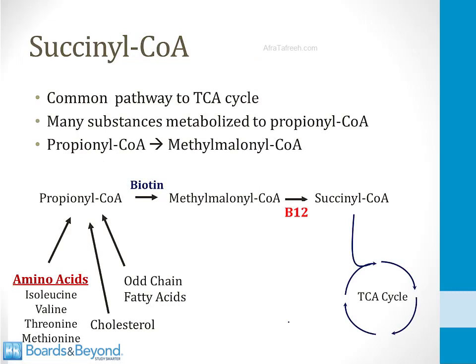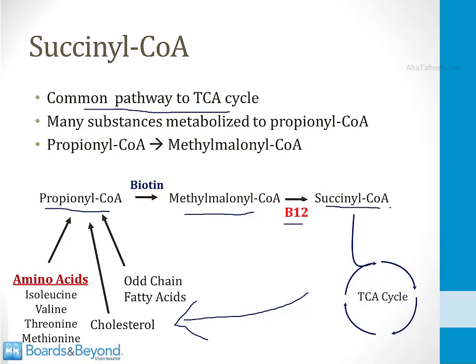To understand these disorders, you need to appreciate that succinyl-CoA is a common pathway to the TCA cycle for many substances. All the substances shown on the bottom left of the screen here can be metabolized into propionyl-CoA. So this includes a number of amino acids, also cholesterol, and also odd-chain fatty acids. All of these things can be metabolized to propionyl-CoA. Then via an enzyme that requires biotin as a cofactor, propionyl-CoA is converted to methylmalonyl-CoA. And then via another enzyme that requires vitamin B12 as a cofactor, methylmalonyl-CoA is converted to succinyl-CoA.